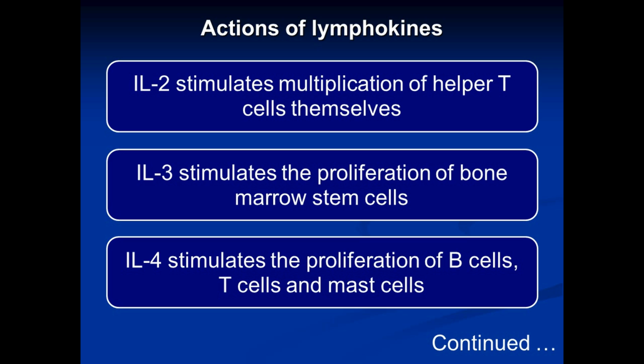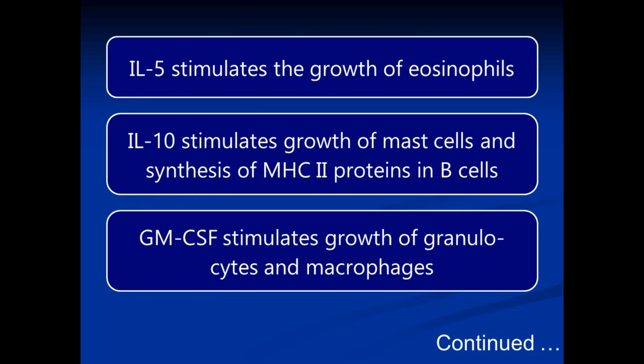IL-3 stimulates the proliferation of stem cells in the bone marrow, and stem cells are the precursors of B lymphocytes and T lymphocytes. IL-4 stimulates the proliferation of B lymphocytes, T lymphocytes, and mast cells. IL-5 stimulates the multiplication of eosinophils. IL-10 stimulates the multiplication of mast cells, and it also increases the synthesis of MHC2 proteins in B lymphocytes.